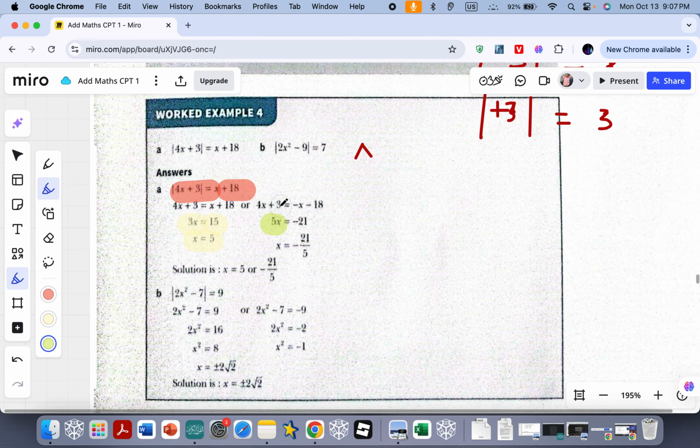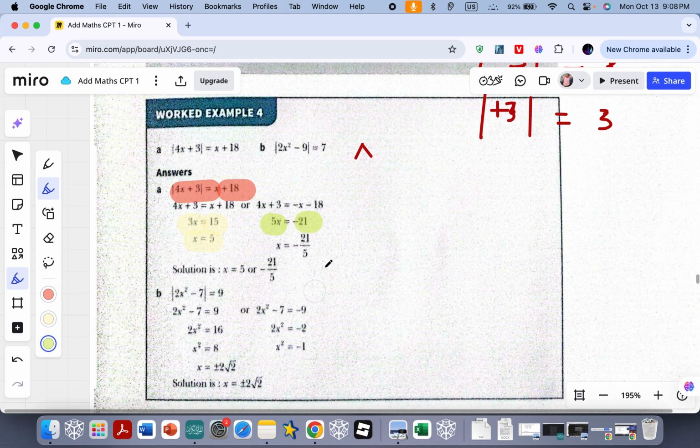Then, if you bring this 3 to the right, it's going to be this positive 3. If it goes to the right, it becomes negative. So it becomes minus 18 minus 3. So minus 18 minus 3, you get minus 21. That's how we got this negative 21. So you divide both sides by 5. It becomes x equal to minus 21 over 5.